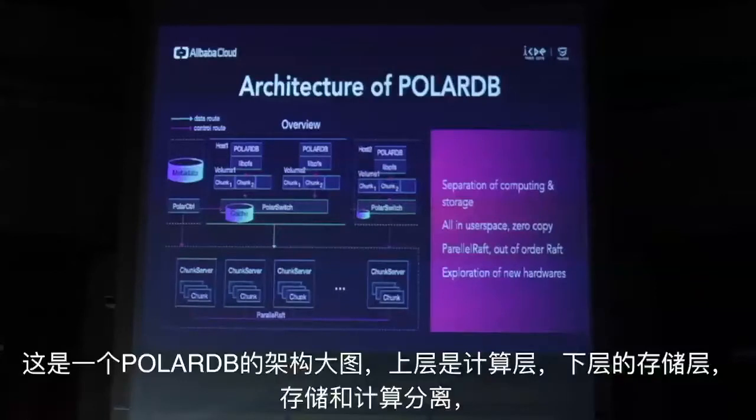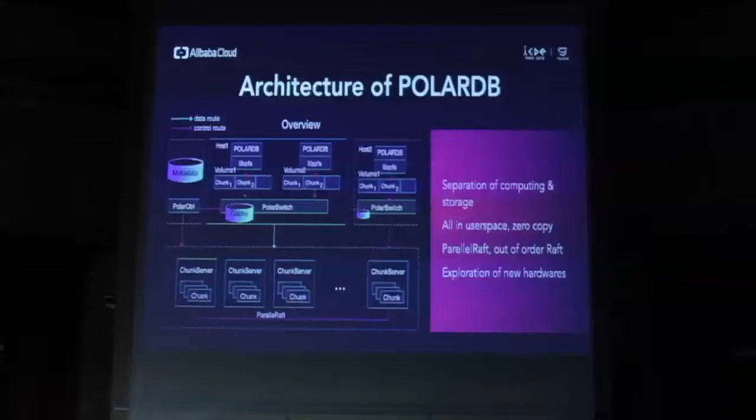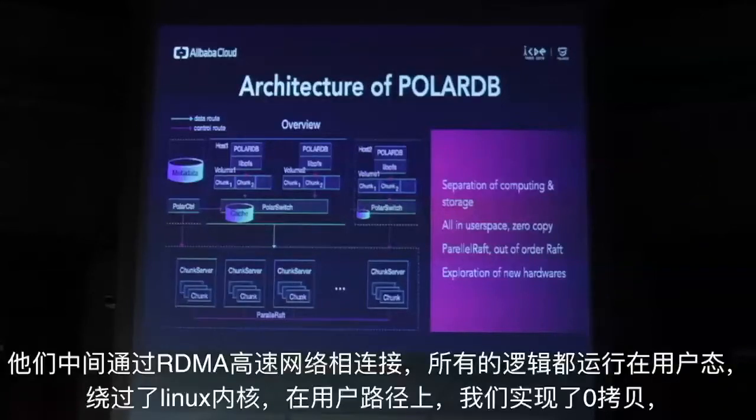The upper layer is a computing layer. The lower layer is a storage layer. The computing layer is separated from the storage layer. They are connected by the RDMA network. All of the logics run in the user space and bypass the Linux kernel. In the data path, we implement zero copy.